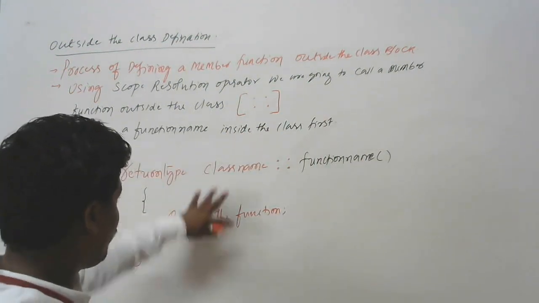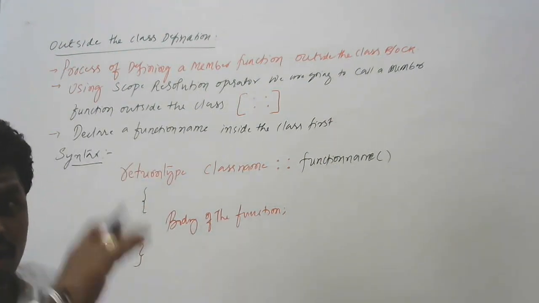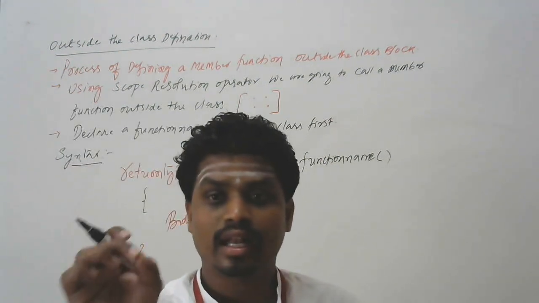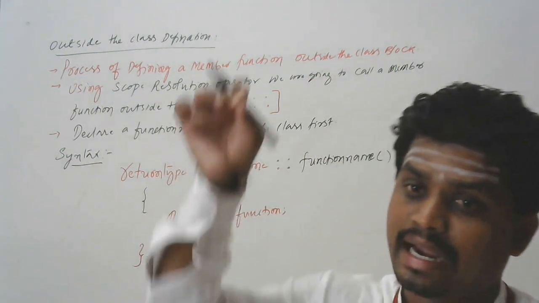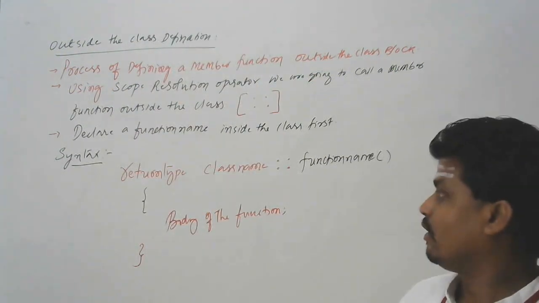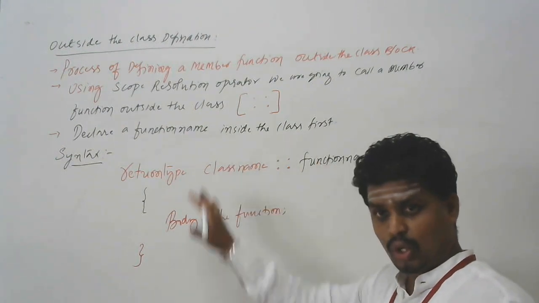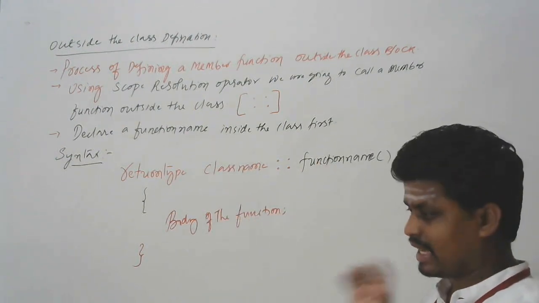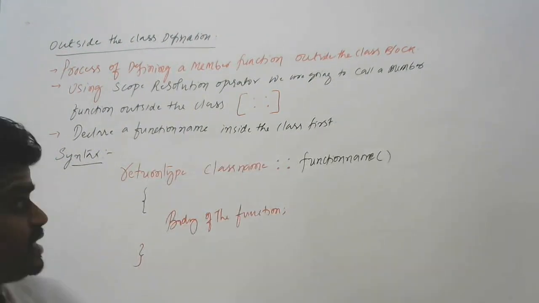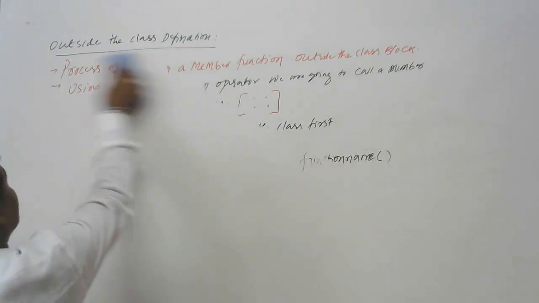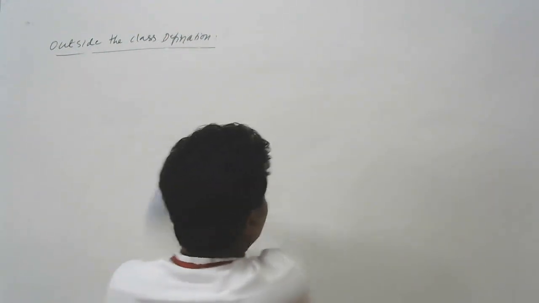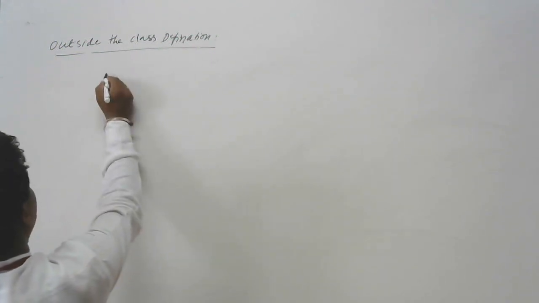Before calling this body outside the class block, the name of the function is supposed to be declared inside the class. Then only are we able to call a function outside the class. Now we will see the same program that we have written for inside the class definition. Same thing we will write.